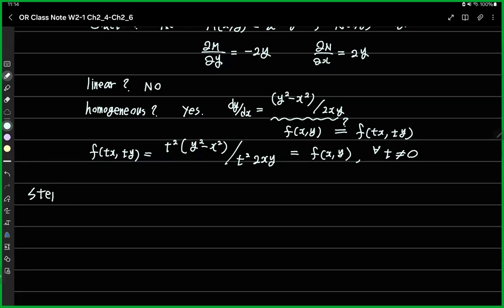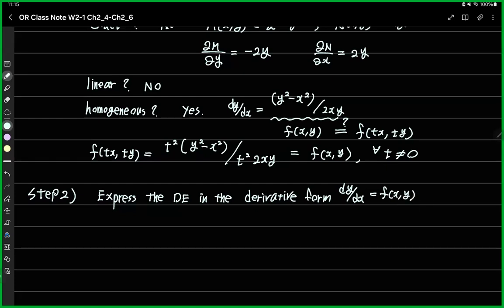Now step 2: express the differential equation in derivative form. We already got it, actually. dy/dx is equal to f of x, y. So rewrite f as a function of y over x alone, which means that we need to get a g of y over x. That's step 2. Rewrite f of x, y as a function of y over x alone.